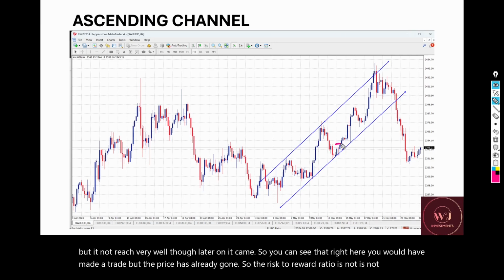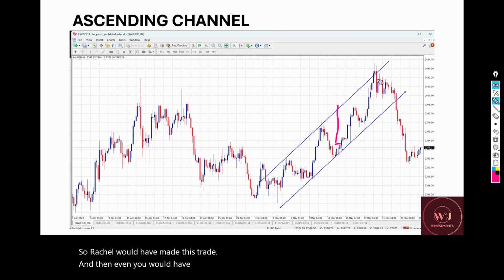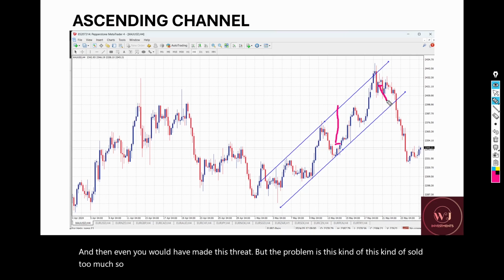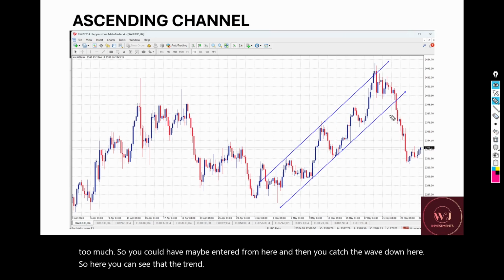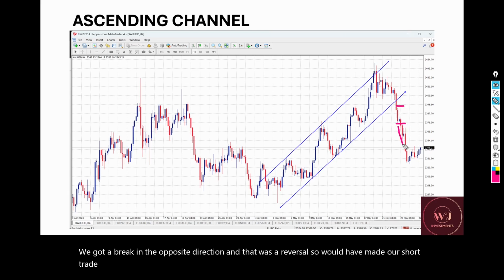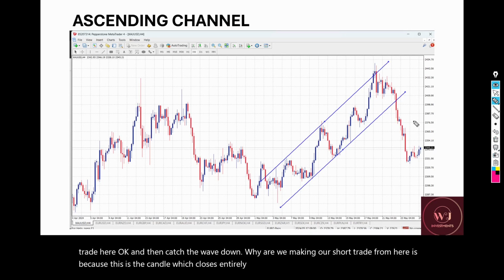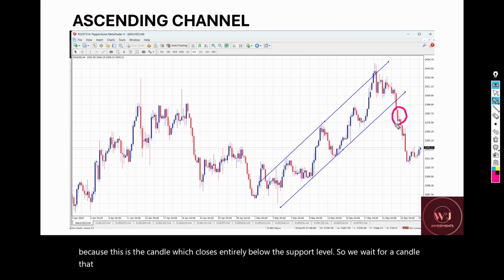Right here you would have made this trade, and then even here you would have made this trade, but the problem is this candle sold too much. So you could have maybe entered from here, and then you catch the wave down here. Here you can see that in a trend, we got a break in the opposite direction, and that was a reversal. So we would have made our short trade here, then catch the wave down. Why are we making our short trade from here? Because this is the candle which closes entirely below the support level. So we wait for a candle that closes entirely below the support level. That's the candle that we use to make a short trade.